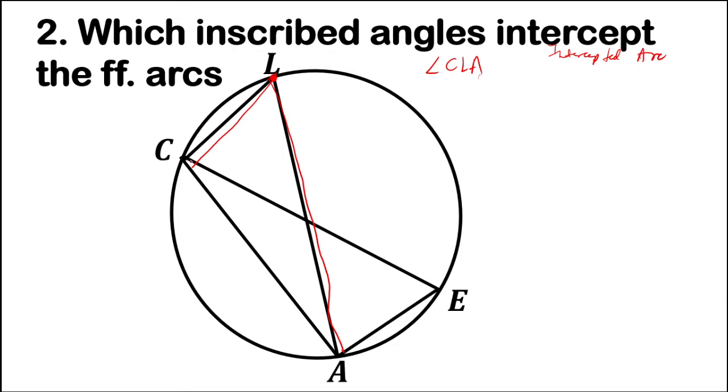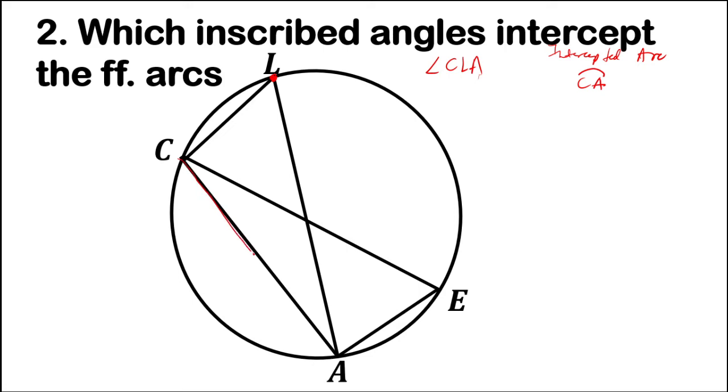Ano yung arc na natamaan niya? Yun yung intercepted. So, ito at saka ito. So, ito natamaan yung arc CA. Okay? So, intercepted arc, CA. Now, observe the pattern. Mamaya may pattern dyan. Next naman tayo.